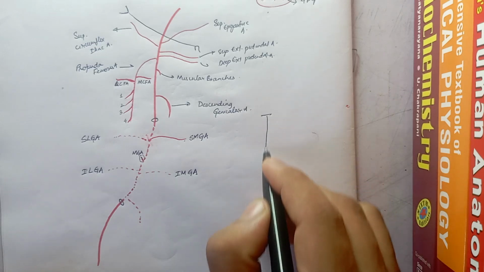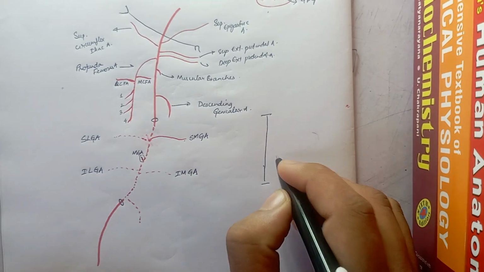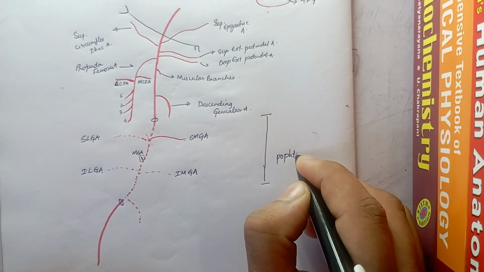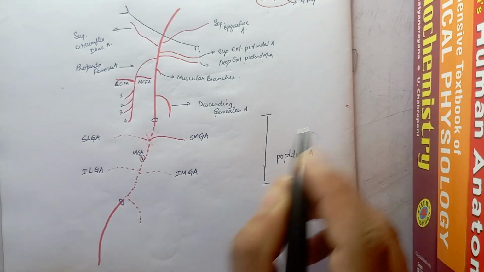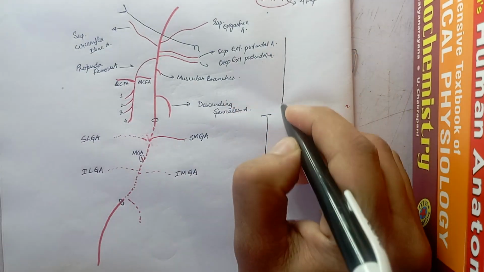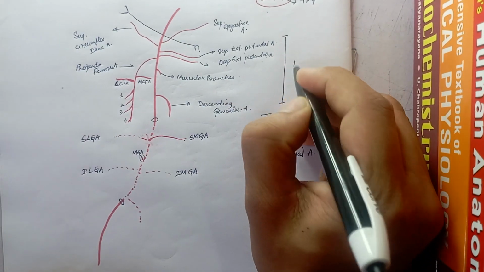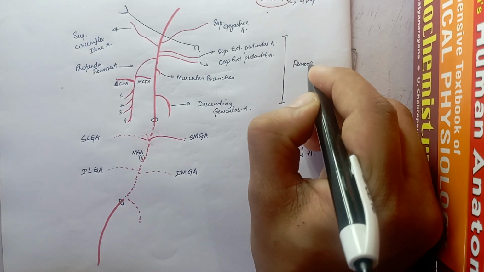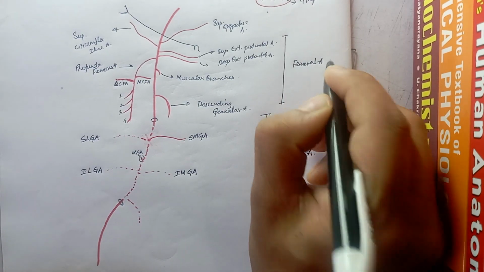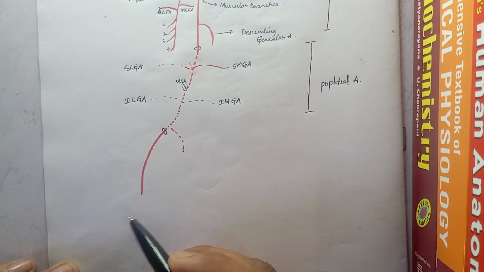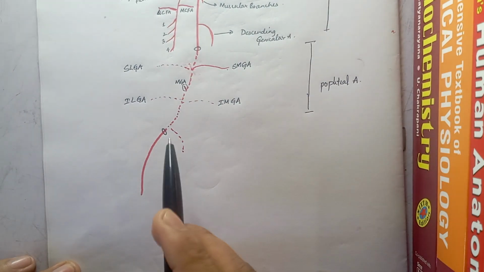So this part will be called the popliteal artery. This will be known as the femoral artery, and the remaining part I'll teach you in the second part of the arteries of the lower limb.